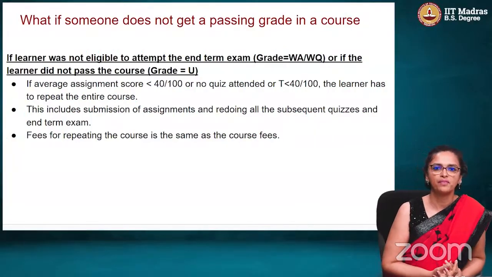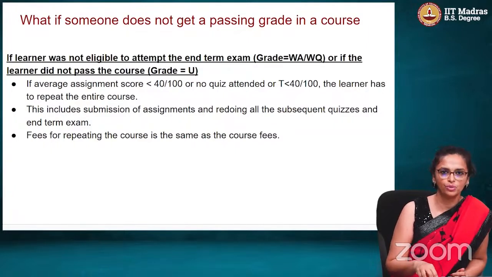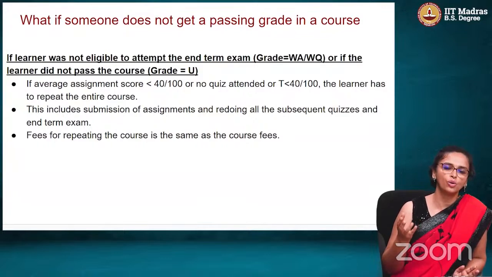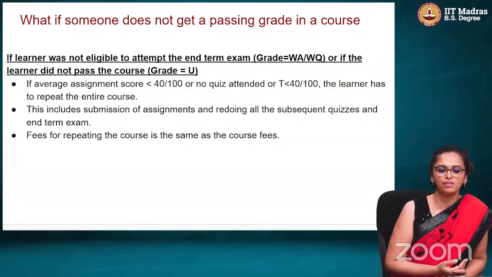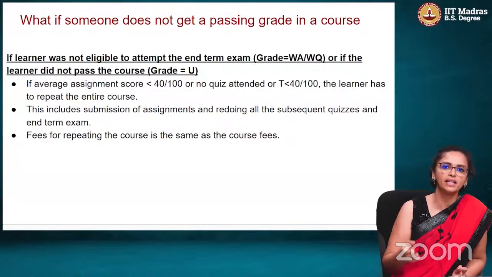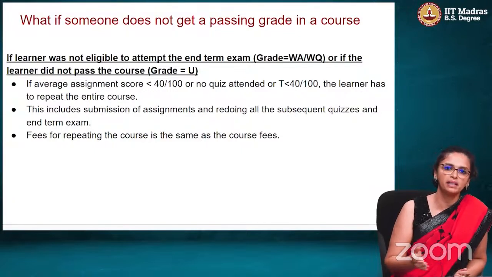Okay, let us come to the various scenarios now of how the grades impact you. So if somebody was not eligible to get the hall ticket to the final exam, that is you got a WA or a WQ grade, or even if you were eligible, you went and wrote the final exam, but your total score finally was less than 40, that you got a U grade and you did not pass the course, what are the options available for you? You have to repeat the entire course in the next terms. There is no other option to again attempt the final exam or do it. You have to repeat the entire course.